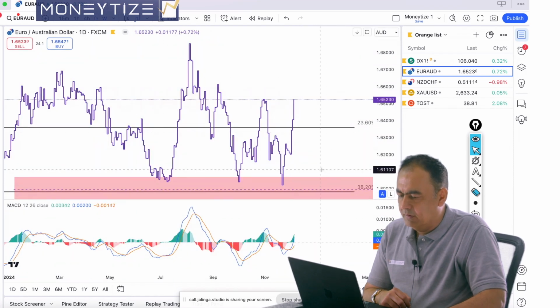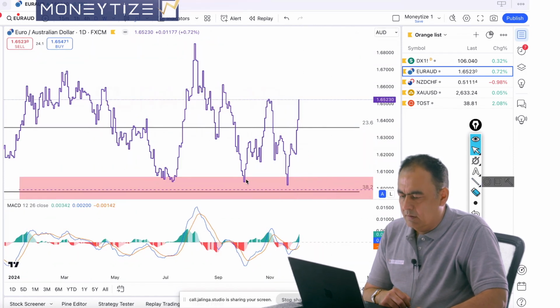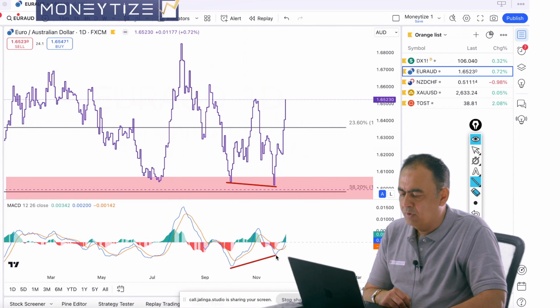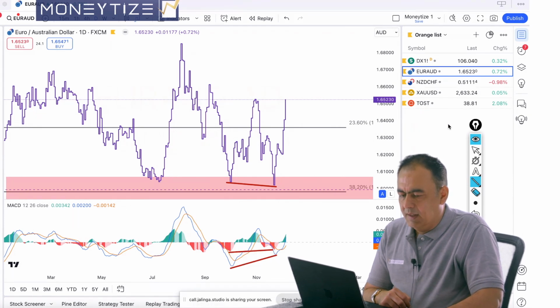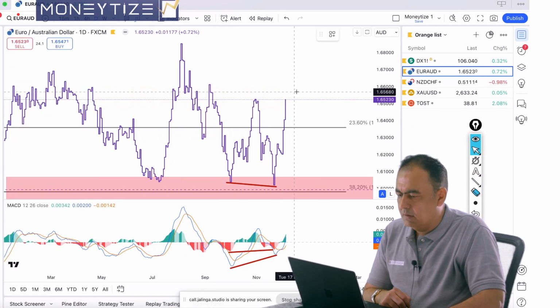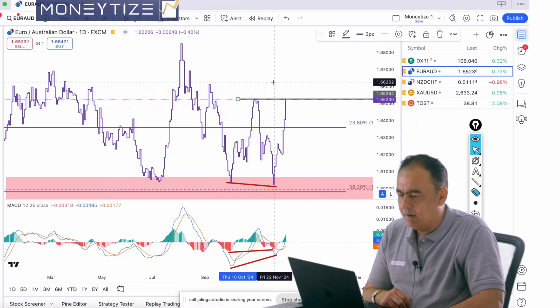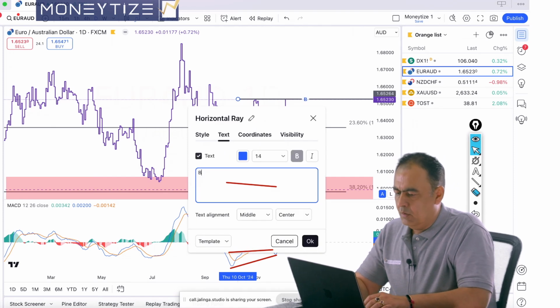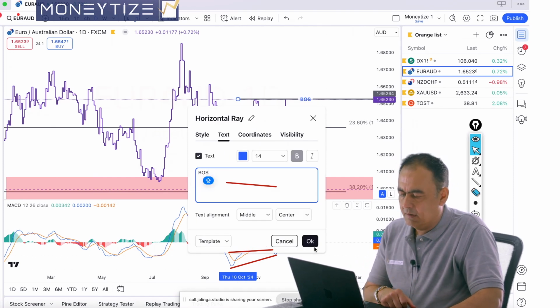Now if you notice, we got a kind of double bottom here, equal lows, with the new bullish divergence on histogram and MACD lines together. Now the break of structure level is not yet done. So yes, we are bang on the BOS level. So let's label it as BOS, and this is not yet done.